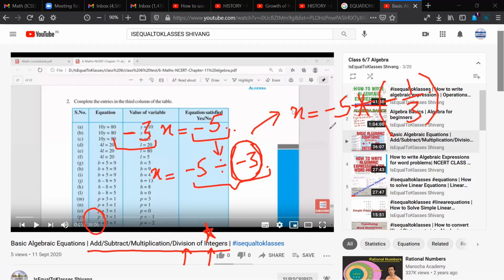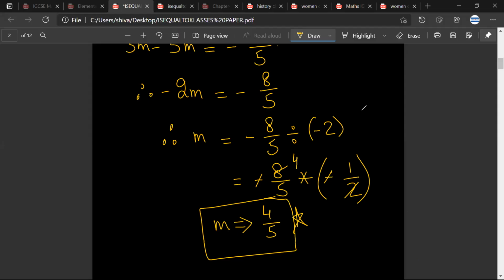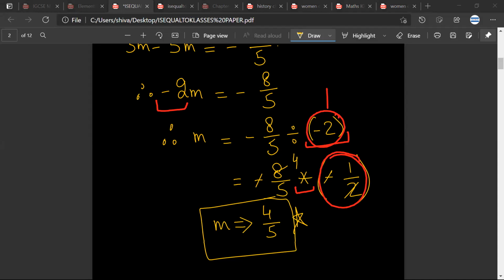That is why I'm suggesting that you just go through this video. So look here. In this question, what I've done is I've divided both sides by minus 2. When I divide, this divide has become multiply, and for the number minus 2 I've taken the reciprocal of that number. It is multiplied by minus 1 by 2 now. Have you understood or not? Yes. Satya, Sarthak, have you understood? Yes, sir.